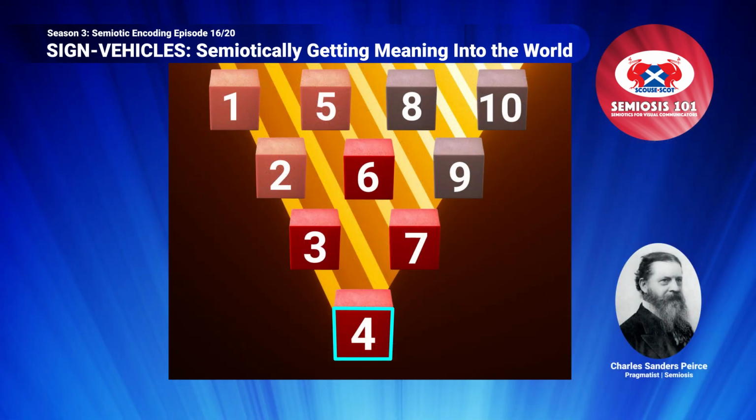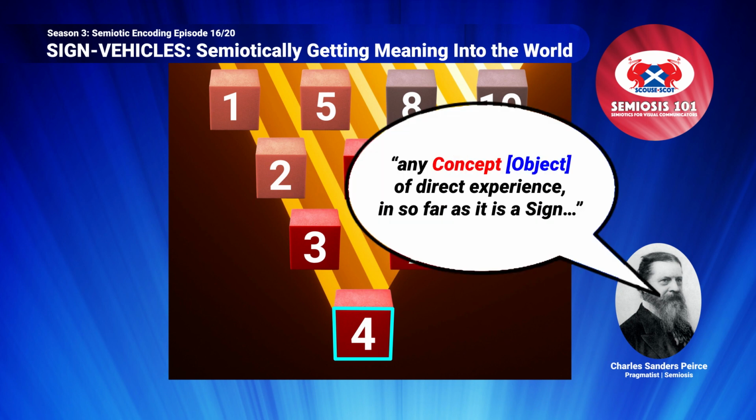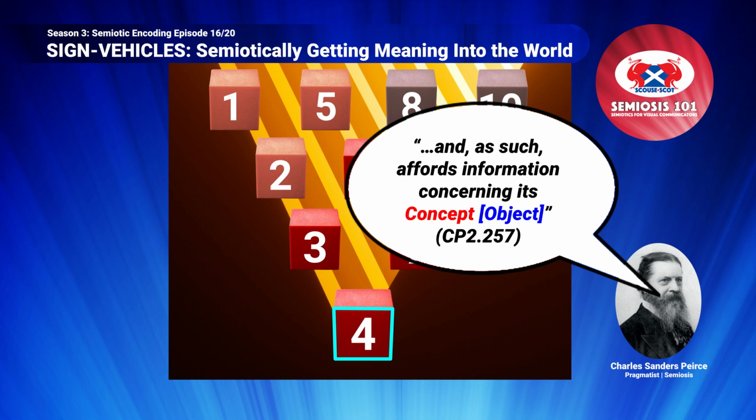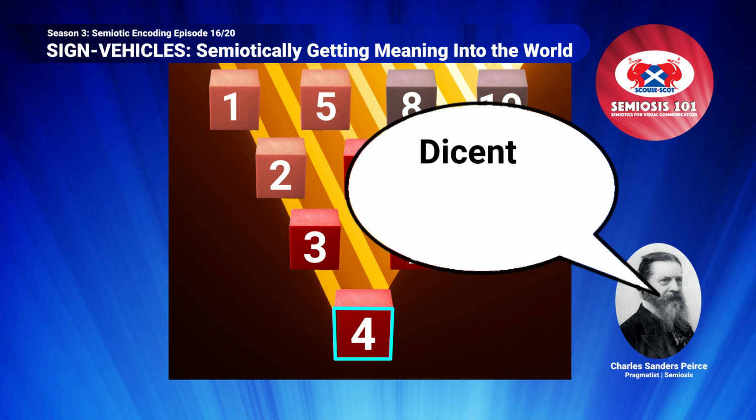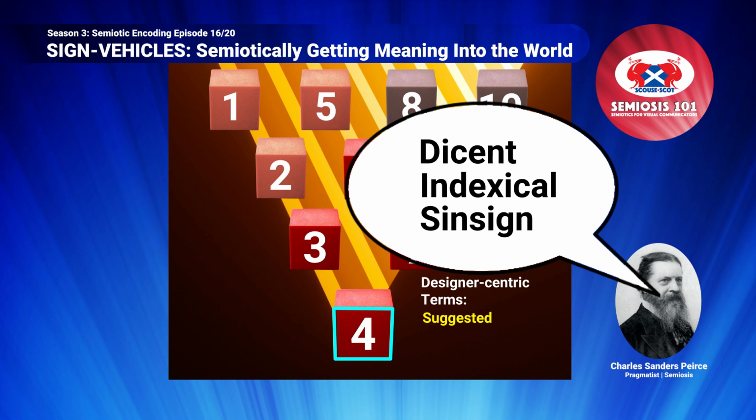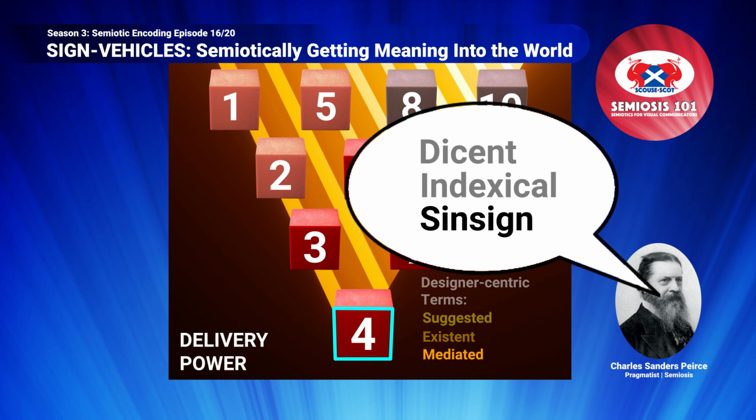Peirce referred to sign 4 as any concept object of direct experience insofar as it is a sign, and as such affords information concerning its concept object. In Peirce's precise terminology, sign 4 is a dicent indexical synsign, suggested, existent, mediated. Can you see why I have attempted to reframe these terms into actionable analogues? If you focus on the final word in the set of 3, we see the delivery method, the sign vehicle. That is what we will focus on this episode when delving into the 10 sign classes.